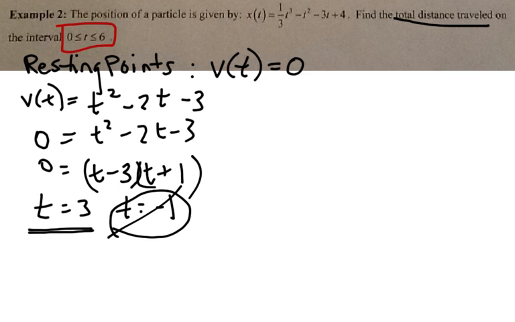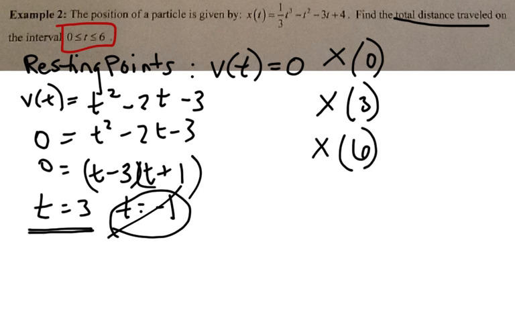So, we're going to find the absolute values of the differences in position between all resting points. Well, we're going to have a starting position, so we're going to need to figure out what x of 0 is. We're going to need to have a resting position at time 3, so we're going to need to figure out what x of 3 is. And we're going to need a final position, which is going to be x of 6.